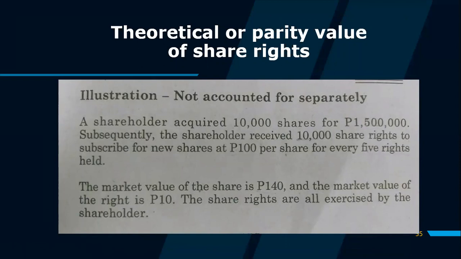So we have the illustration for not accounted for separately. A shareholder acquired 10,000 shares for 1.5 million. Subsequently, the shareholder receives 10,000 share rights to subscribe for new shares at 100 per share for every 5 rights held. The market value of the share is 140, and the market value of the right is 10. Actually, the value of the right is given. The share rights are all exercised by the shareholder.